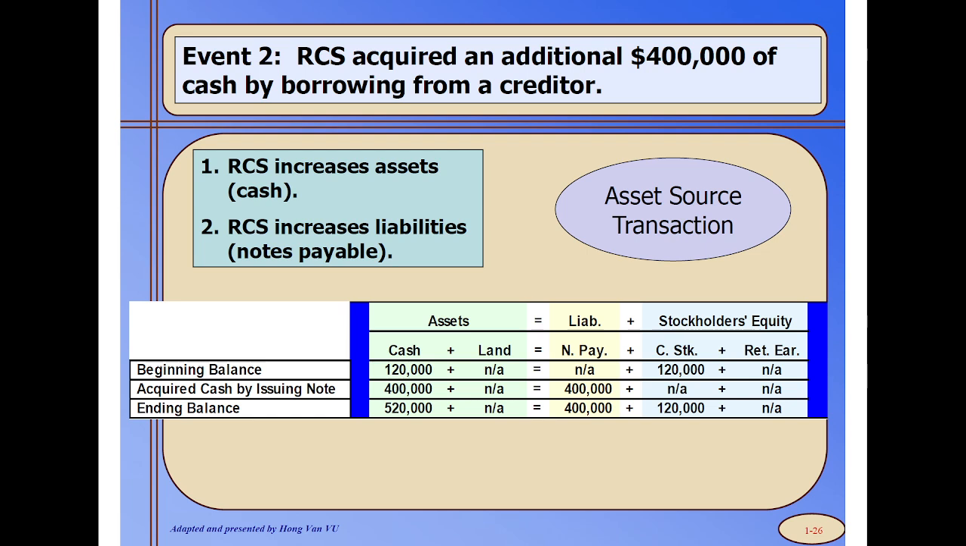For this kind of transaction, this is an asset source transaction. The business acquires an asset, cash, from a creditor source.